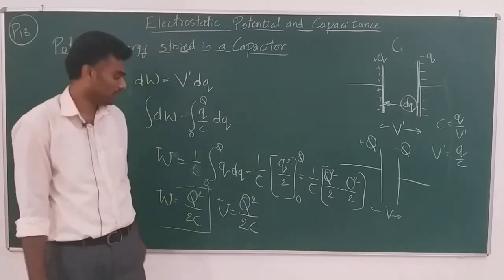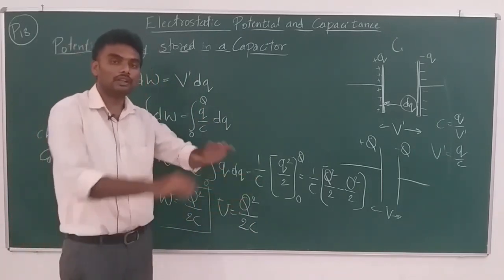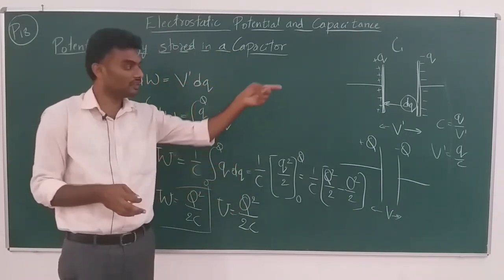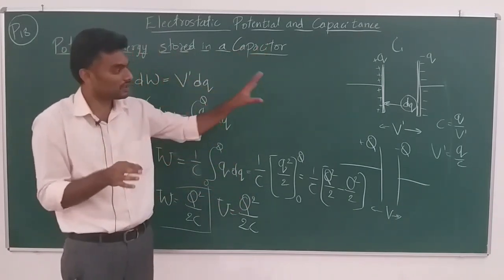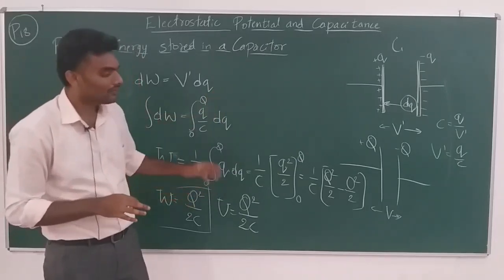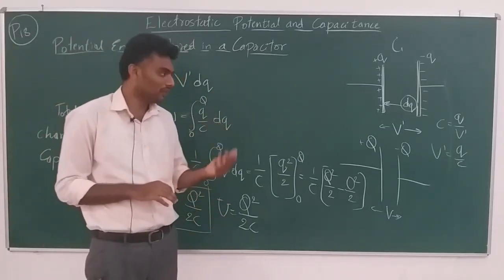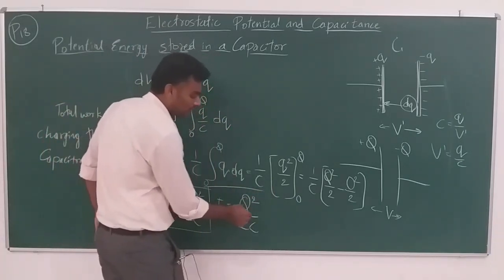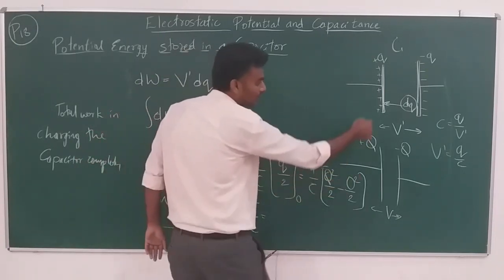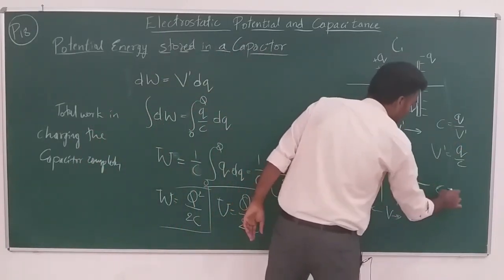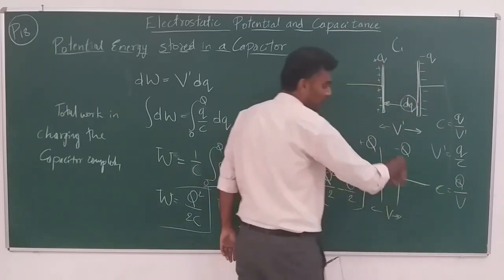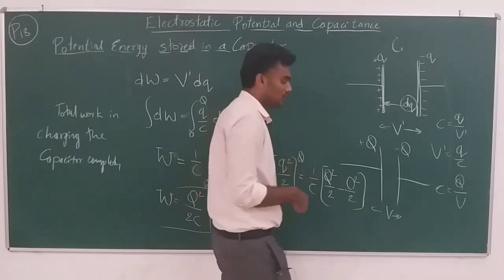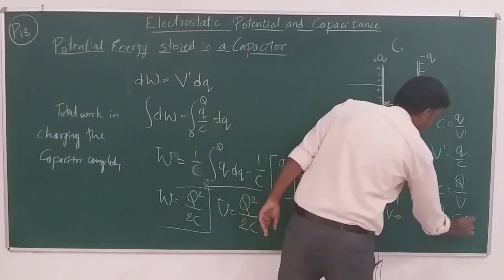This is one expression. What if you are not given the total charge accumulated? Here this Q is the final charge, the total charge that the capacitor can accumulate. What if that Q is not given? If you are given the values of V and C, the potential difference and the capacitance, then C equals capital Q by V, the final potential difference and the final charge stored. From this, Q becomes equal to CV.